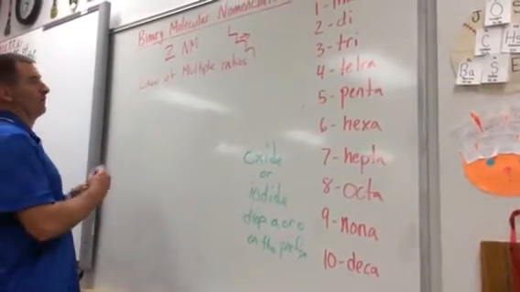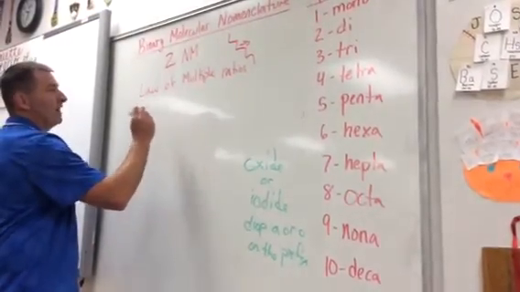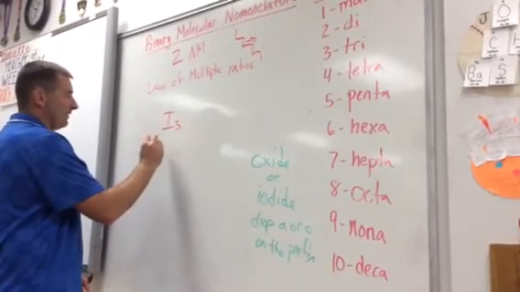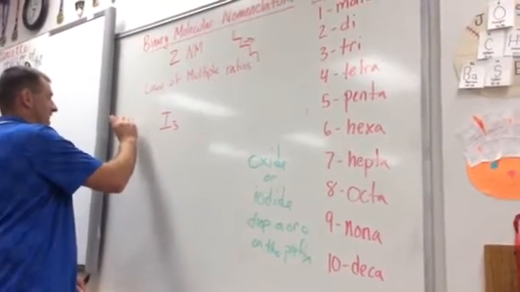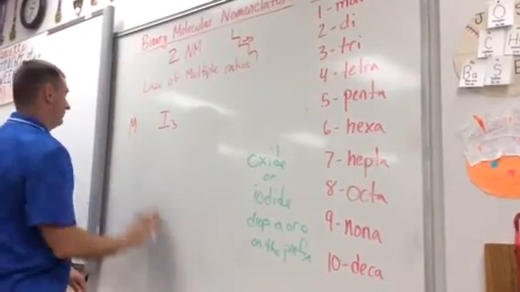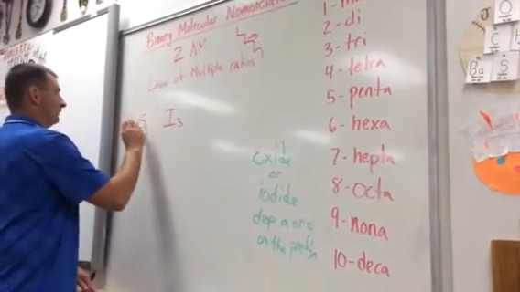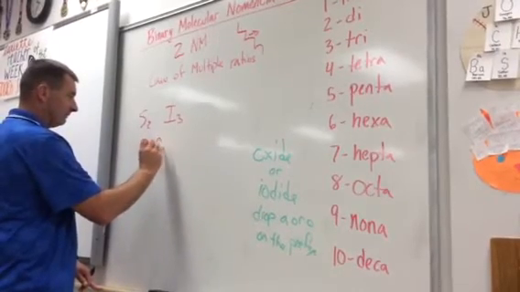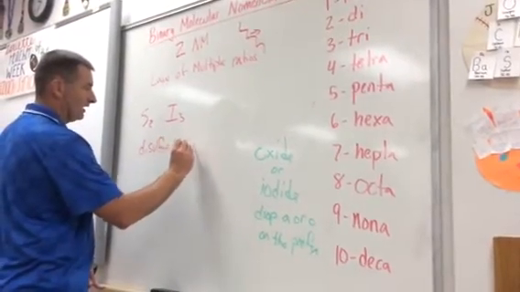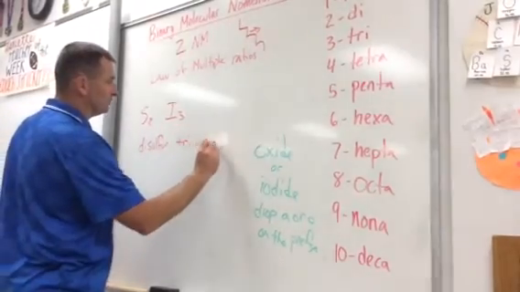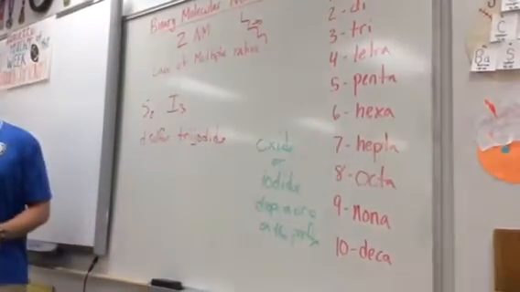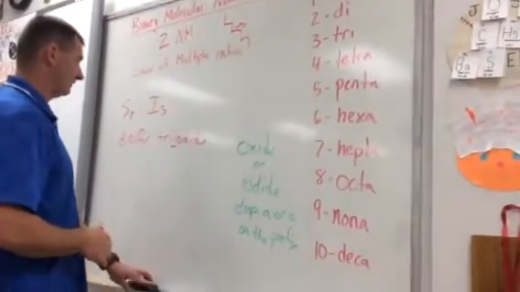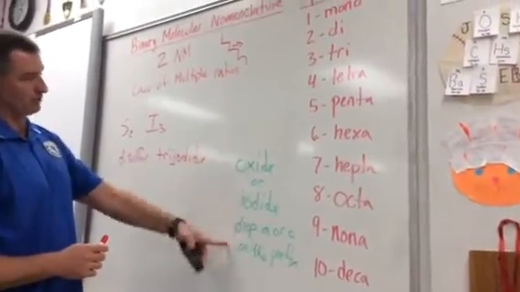Okay, the other rule, or I should have gone over this first. If you have a tri, you keep it. So if it's I3, say it's S2I3, that's disulfur, and it's triiodide. So you do double up on the I's if it's triiodide. All right, so that's one major rule.